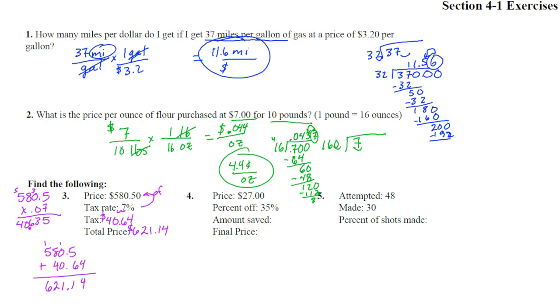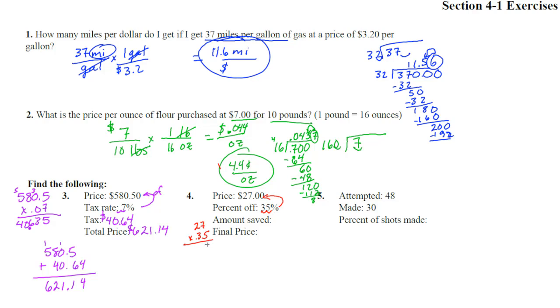Good. Number 4. Price is $27 and the percent off. So this one we're going to have a discount right here and save some money. That's kind of nice there. Okay. Let's write it out. So we have 27 times, this is a percent, 0.35. So again, 35% of that, 0.35. So let's run that one out.